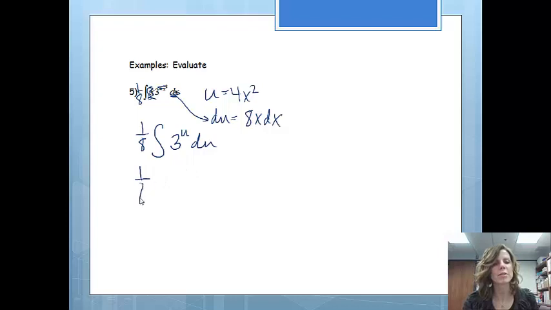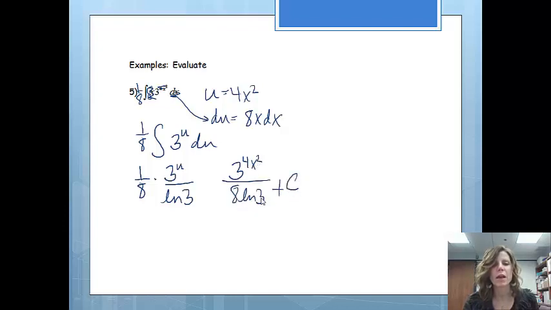All right, so from here I'm going to bring my 1/8 down. The integral of 3 to the u is just 3 to the u, and then we're going to divide it by ln a. So we're going to divide it by ln 3. So the way that I'd wrap this problem up, on the top I have 3 to the u, so 3 to the 4x squared, and then on the bottom I have 8 ln 3, and then plus c. So that would be my answer.